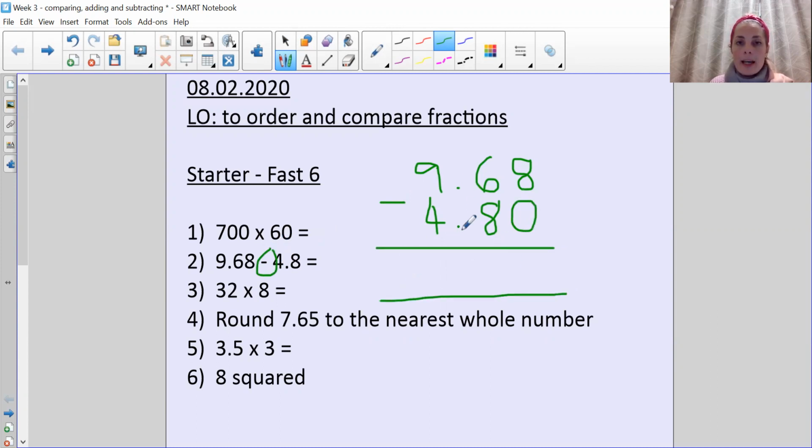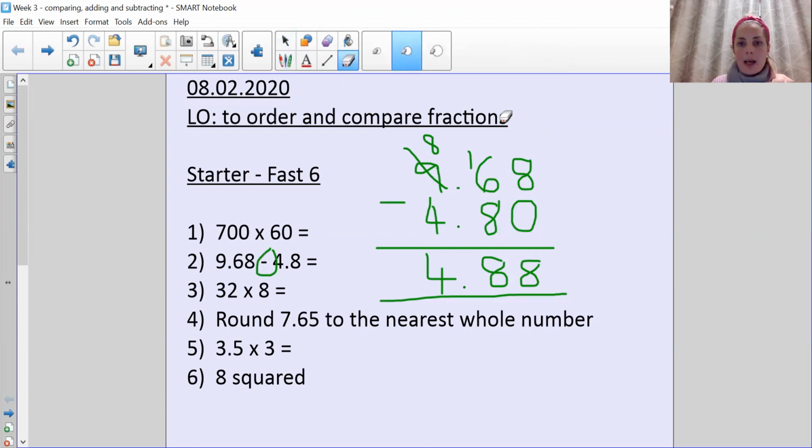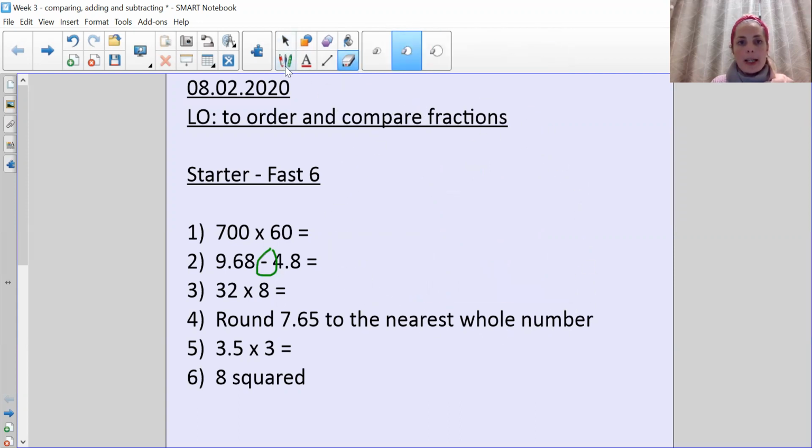Then another silly error that many of you make is that you don't bring down the decimal. So making sure we have the decimal. And now I can subtract. 8 minus nothing is 8. 6 minus 8 I can't do, so I'm going to borrow and regroup. 16 minus 8 is 8. Double check that I've got that decimal. And 8 minus 4 is 4. My answer is 4.88.